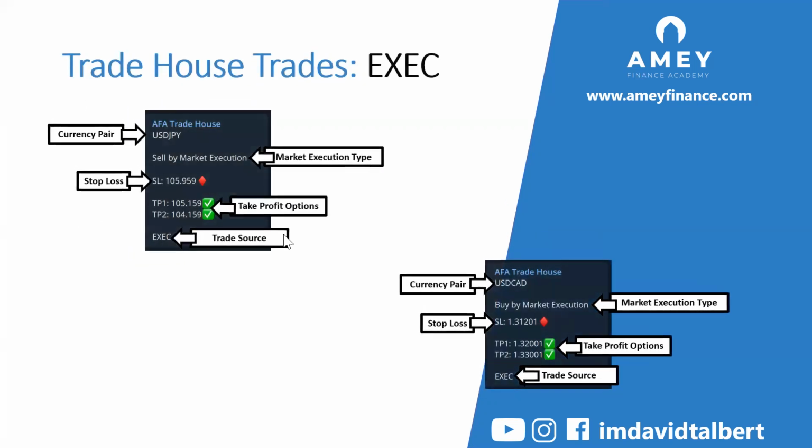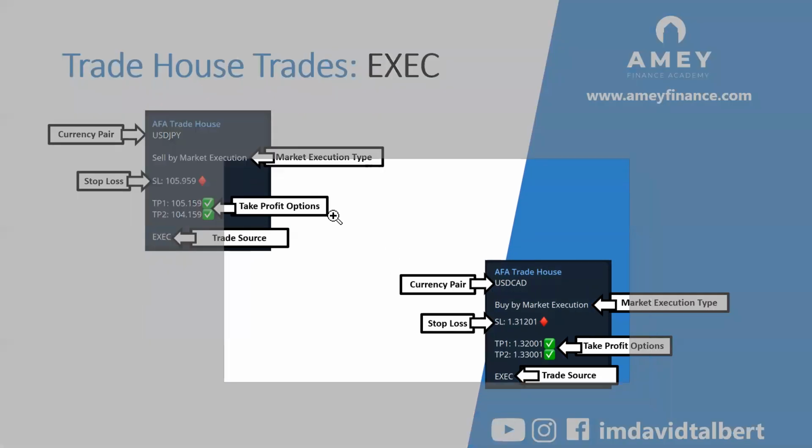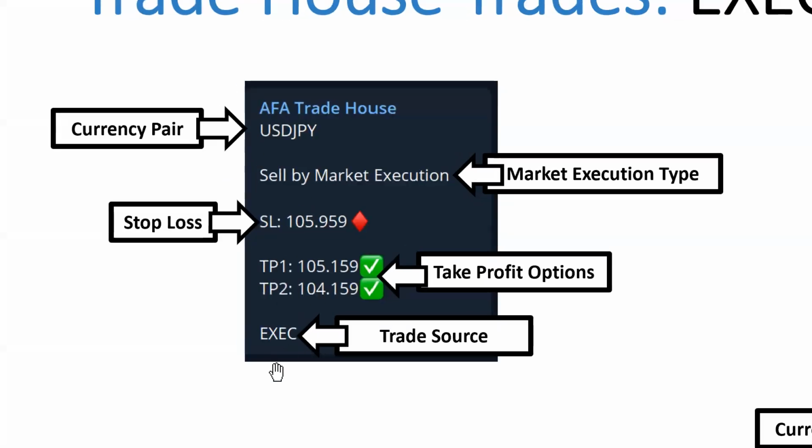So these other ones are the exec trades. These are another lot of trades that come out and you can actually use. These are good ones as well. And when they come out, you'll see it says sect at the bottom, and they've got the currency pair. It's a market execution.